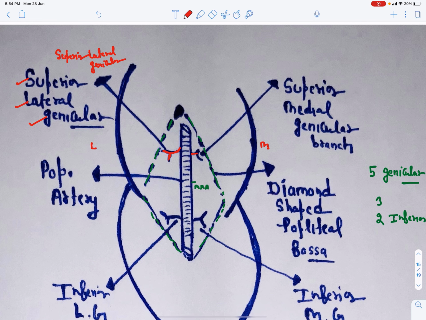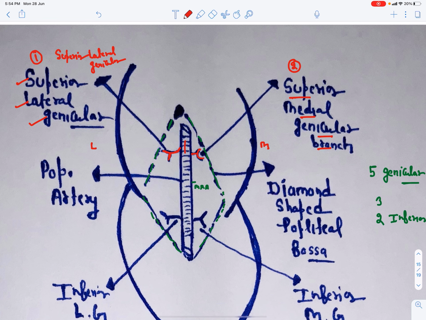And on this side, the medial side, we have the superior medial genicular branch. The first two, superior lateral and superior medial genicular branches, come from the popliteal artery on the posterior side. And third is the single medial genicular artery.